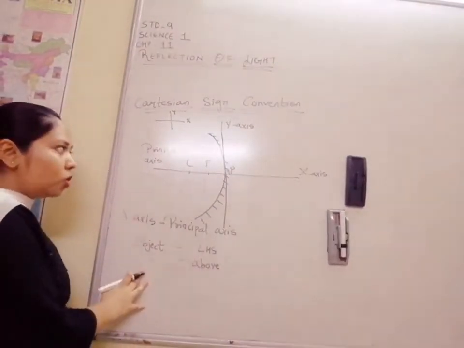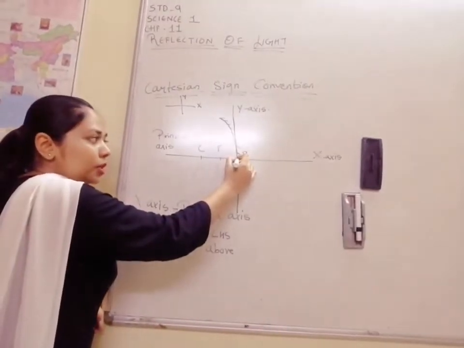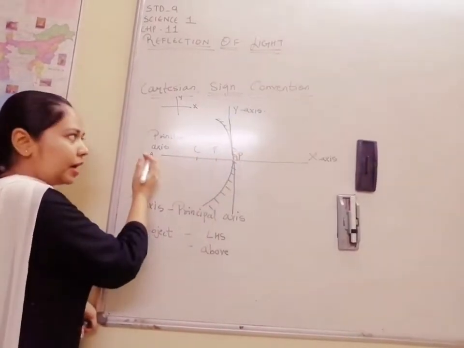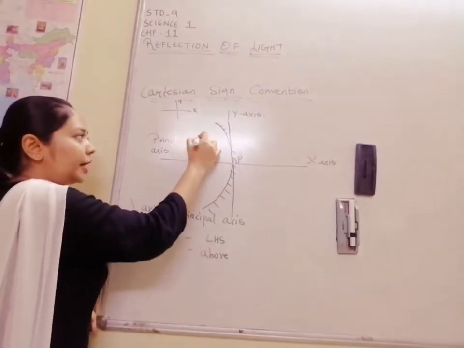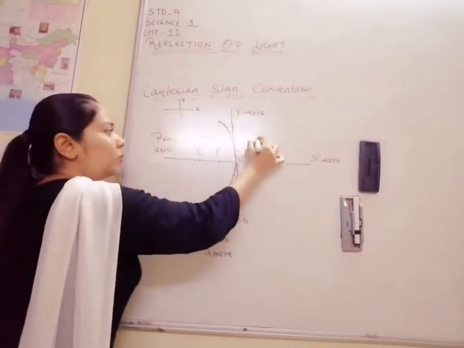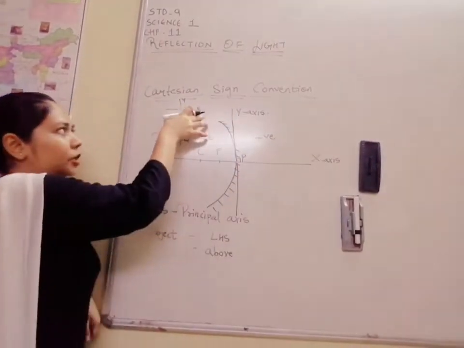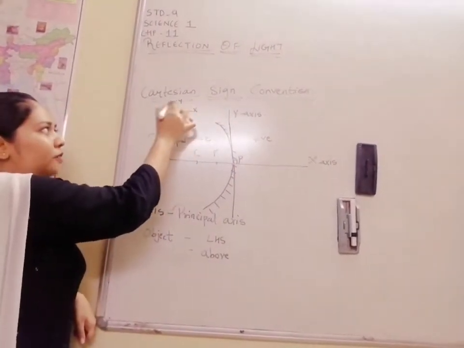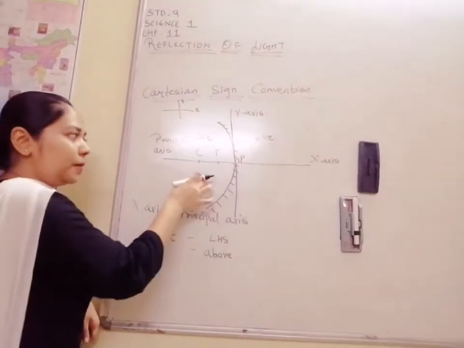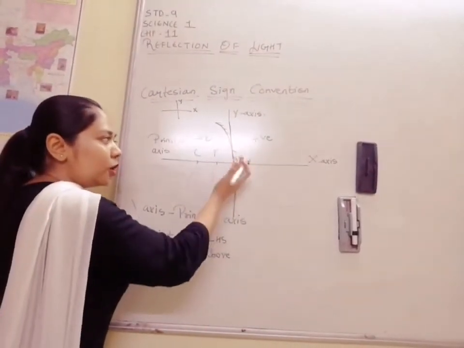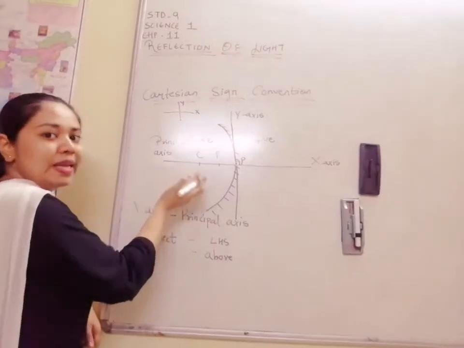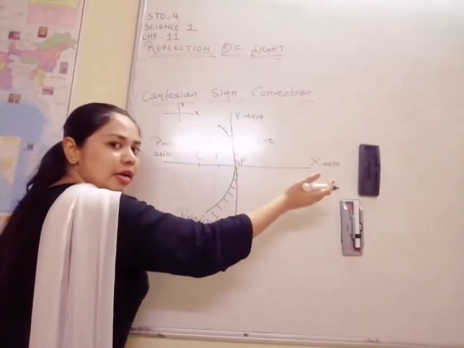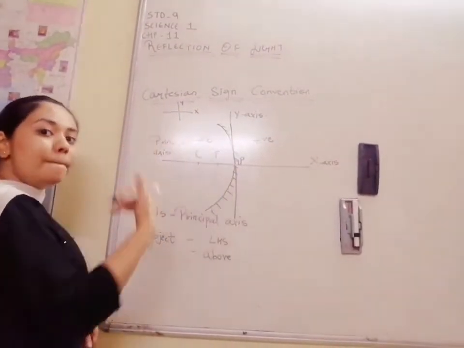Okay, so after this point P, on the left hand side, all the things will be what? Negative. Okay, and here it will be what? Positive. As you know, in the Cartesian sign convention, here it is the positive x-axis and this is negative. Same here, on the left hand side of the pole, everything you take will be negative, and on the right hand side, everything which you take will be positive.